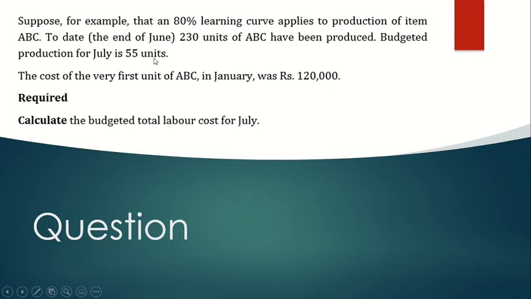Now this is an interesting question. They have given that by the end of June 230 units are produced, which means our cumulative units will be 230 up to June. Budgeted production for July is 55 units. Now we want to know one thing. End of June will be the beginning of July. So end of June 230 is cumulative output, and in July we are going to produce 55 units, which means at the end of July we want to know what our cumulative output will be.